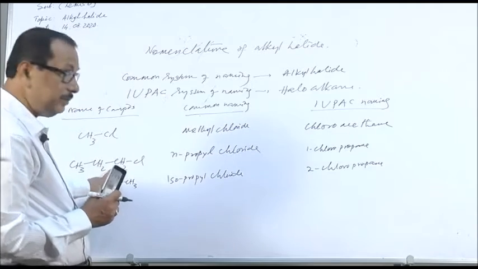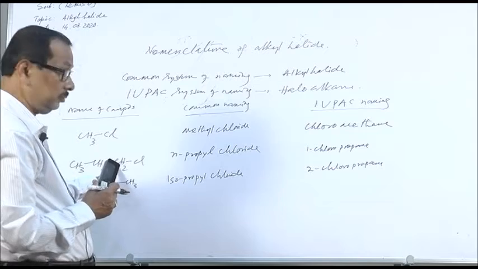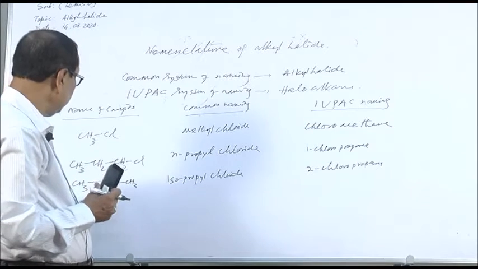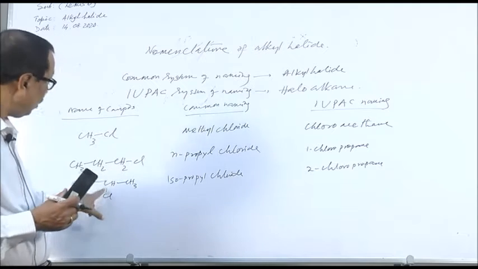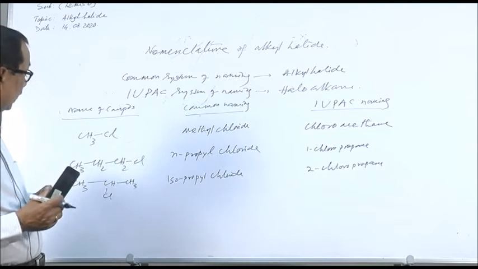This is a primary alkyl halide, and this is a secondary alkyl halide, because here the halogen atom is present on a carbon atom which is connected to one other carbon atom, but there the halogen atom is present on a carbon atom which is connected to 2 other carbon atoms.